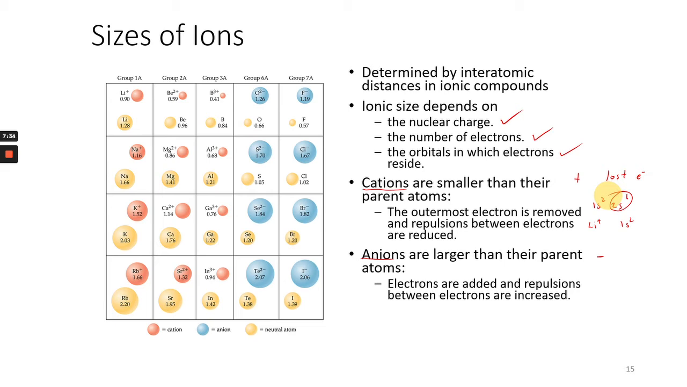Anions, on the other side of it, are gaining electrons. Since you are adding electrons, you are adding repulsions. If the repulsions increase, it pushes the electrons further away from the nucleus. So anions become larger.